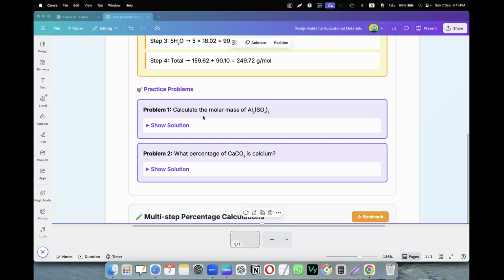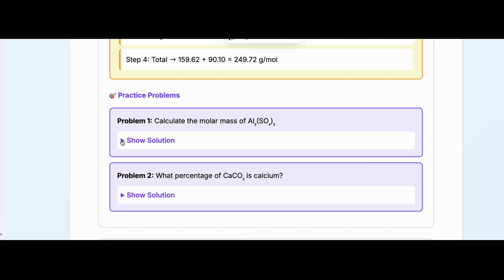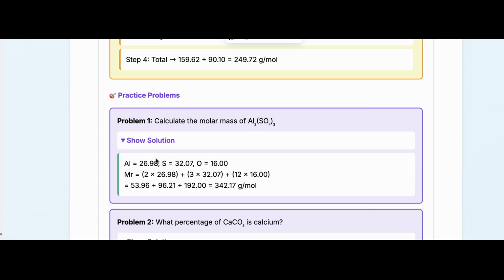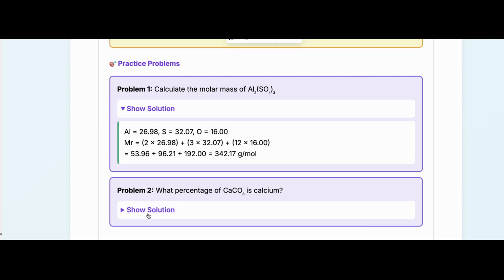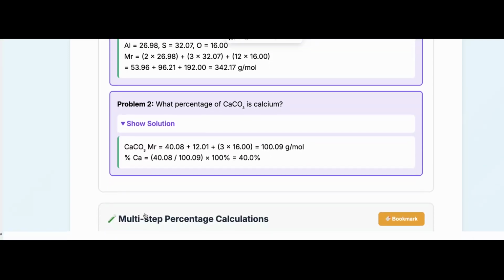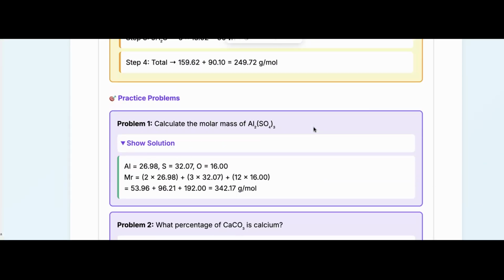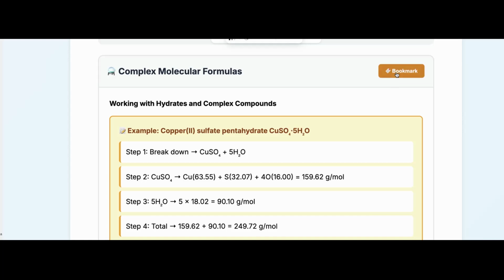We calculate the molar mass of aluminum sulfate in the same way. So I have aluminum sulfate, and we'll do the same thing. I have 2 aluminums, 3 sulfurs and 12 oxygens. Remember how we calculated the atoms of each. And then calcium carbonate, also try to do it and see if your answer is correct here. So we bookmarked this part, already done.